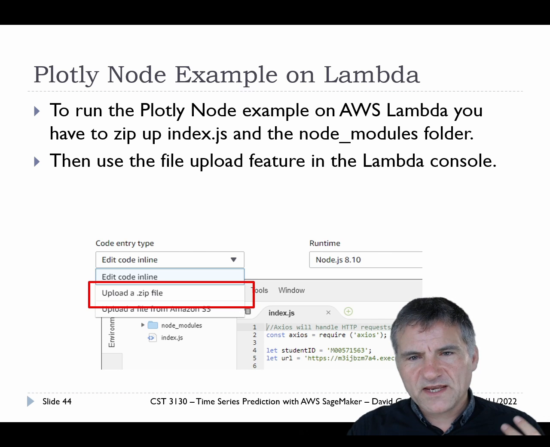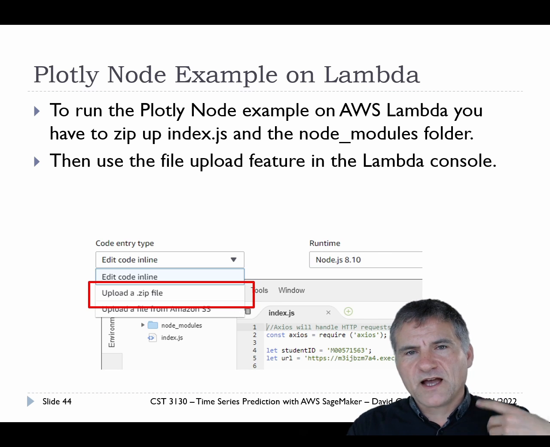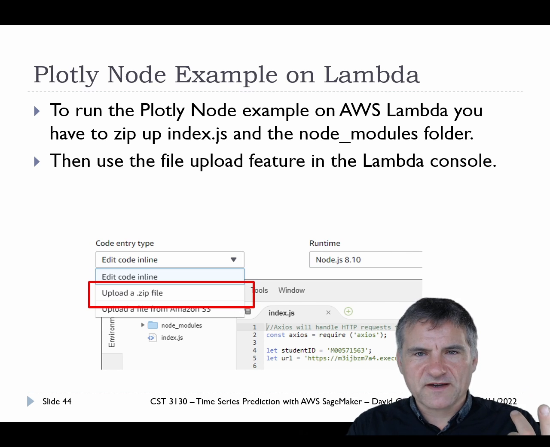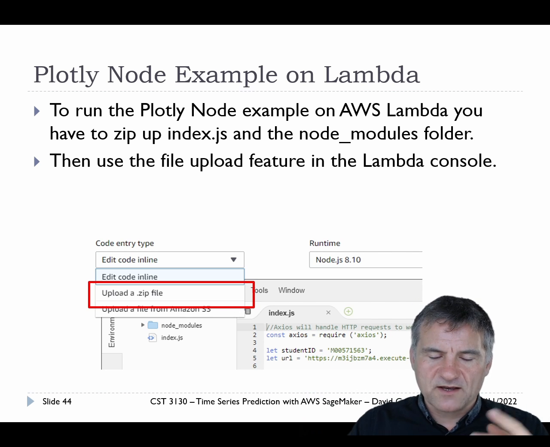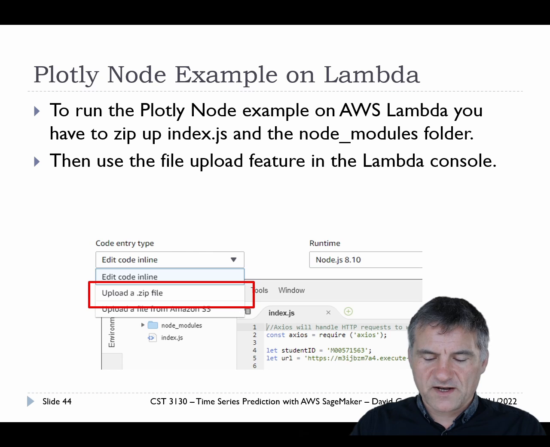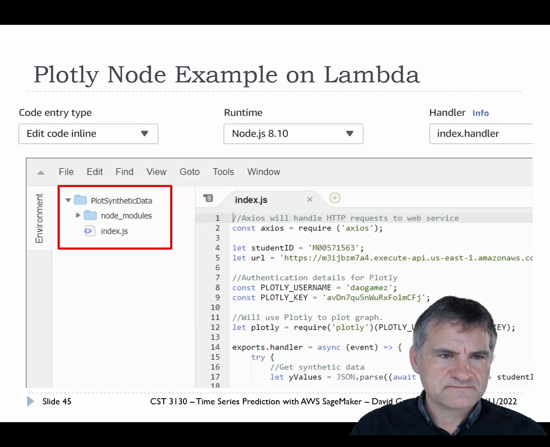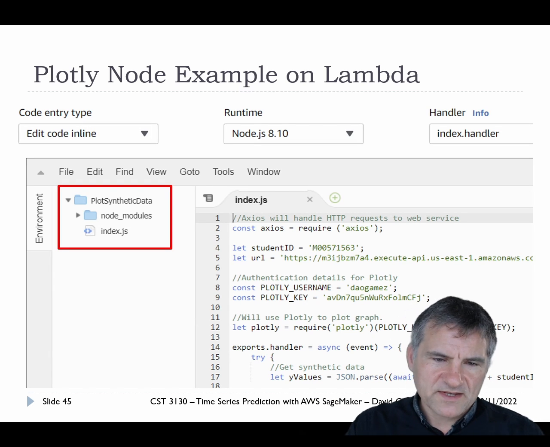So what we need to do is zip it up. We upload that zip file into our Lambda function, and then it'll unzip it. So it'll have the index.js if you've included it, and the node modules folder as well. Then you just upload the zip file, unzip it, and then you can run it within the cloud. And when you unzip it, it'll look like that.